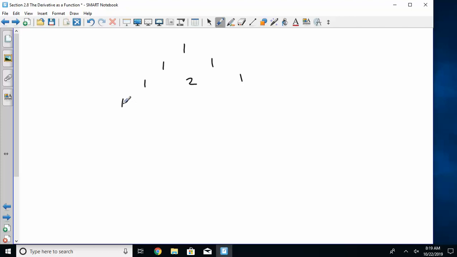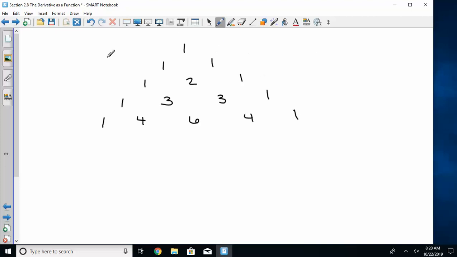So the next row starts out with a 1. 1 plus 2 is 3. 2 plus 1 is 3. And then it ends with a 1. The next row starts with a 1. 1 plus 3 is 4. 3 plus 3 is 6. 3 plus 1 is 4. And this is a 1. Okay, do you guys see how I'm getting the rows in this triangle to begin with?